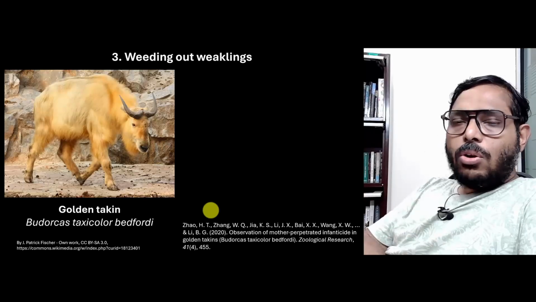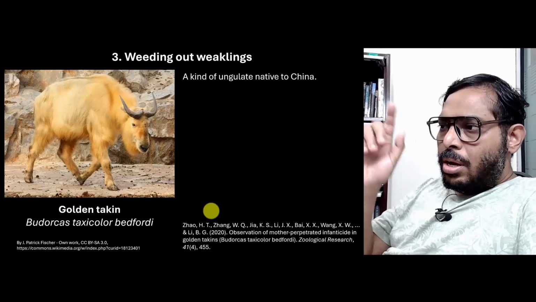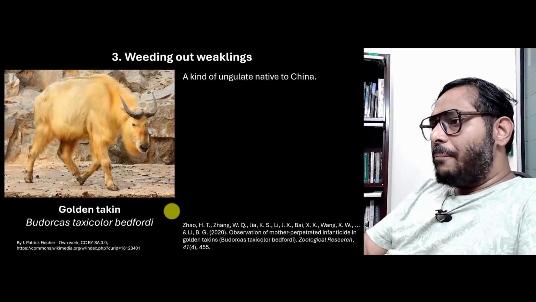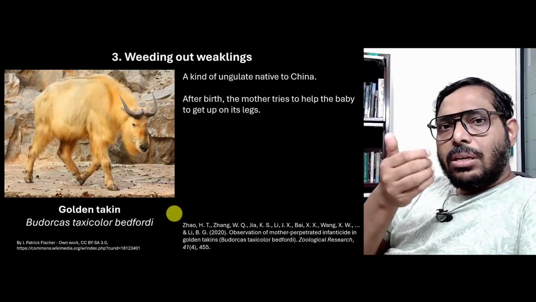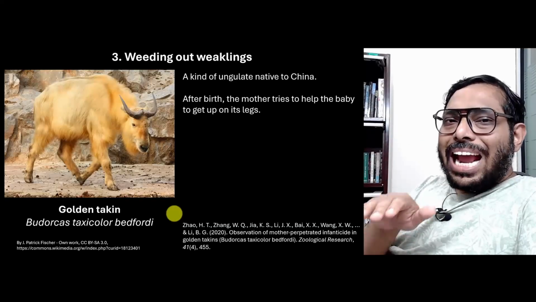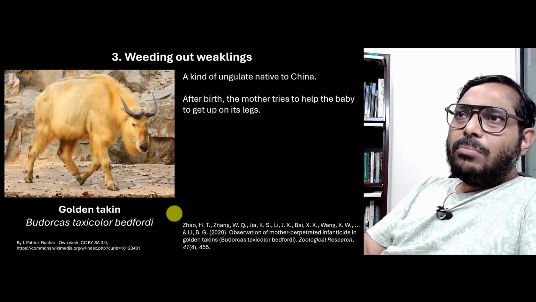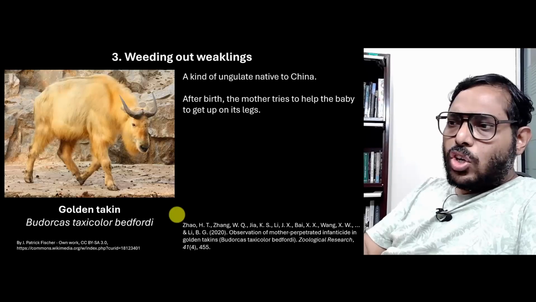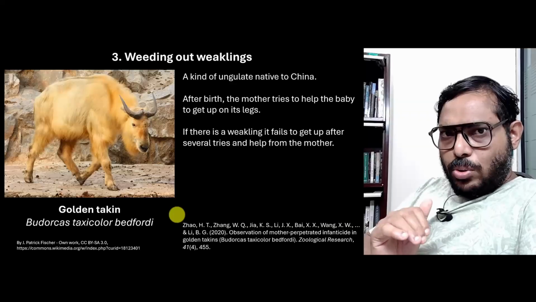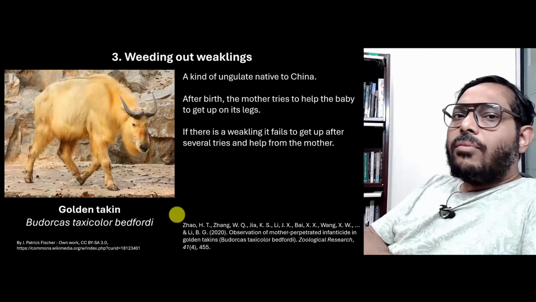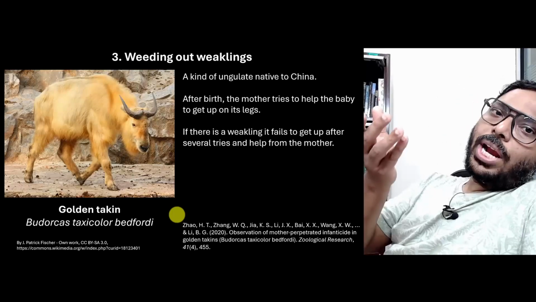So, this is the golden takin. This is a kind of goat which is found only in China; it is native to China. In this particular case, once the baby is born, the mother actively tries to help the baby get up on its legs. Now, most of the babies are able to do so within a very short amount of time, but sometimes there are weaklings produced, very weak babies, who even after several tries and a lot of help from the mother are unable to get up.